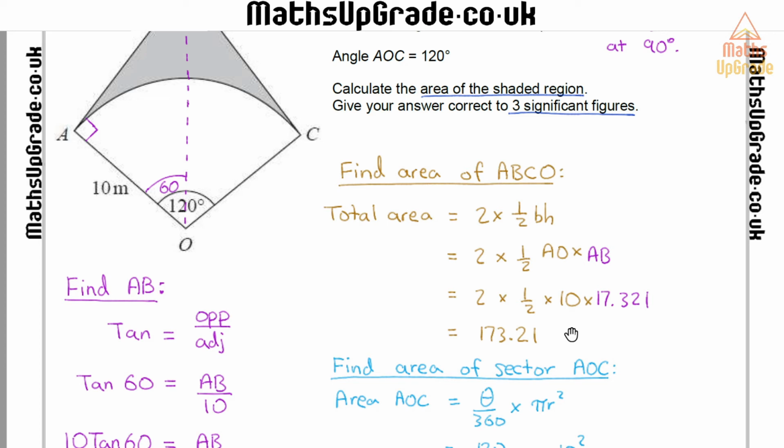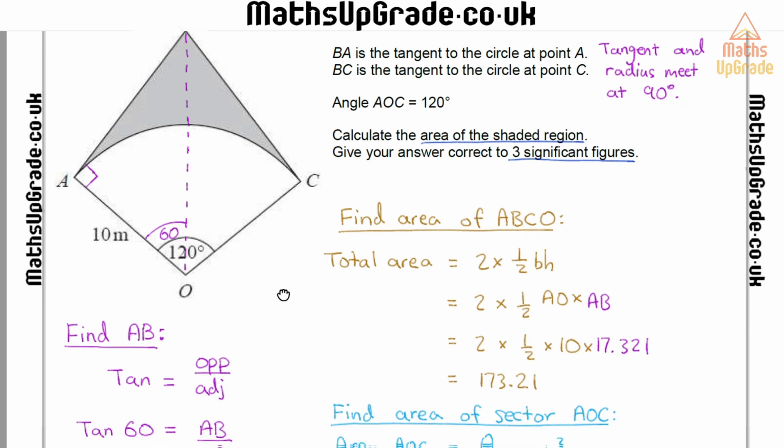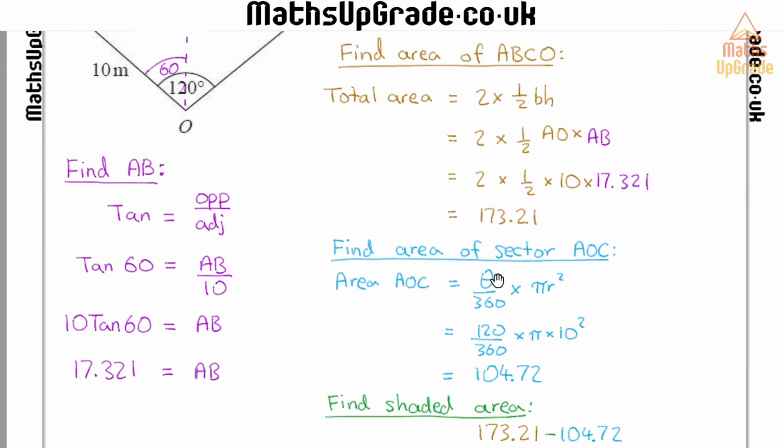The next thing I'm going to do is find the area of the sector AOC, so this white sector here. The white sector here is essentially just part of a circle. So if I can find the area of the circle using pi r squared and then find the proportion of 360 degrees, which this angle is, I can find the area of this sector. Essentially, the formula is here: the angle at the centre of the sector divided by 360 and times by the area of the circle. That would give me 104.72.